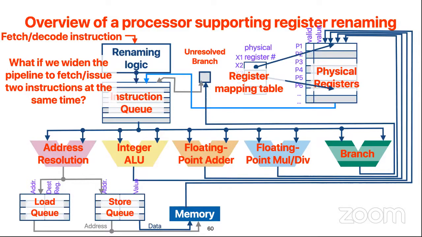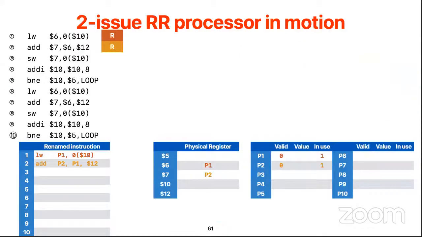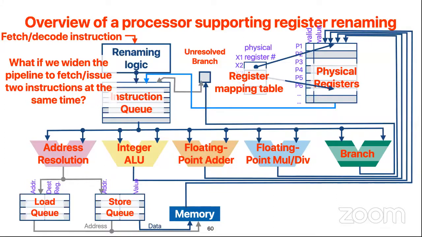So this is the original processor supporting register renaming. For superscalar, all you need to do is, for the fetch and decode part, make a dual fetch unit and a dual decoding unit, and make the rename logic twice as large to resolve the mapping issue. That's the whole idea of superscalar.